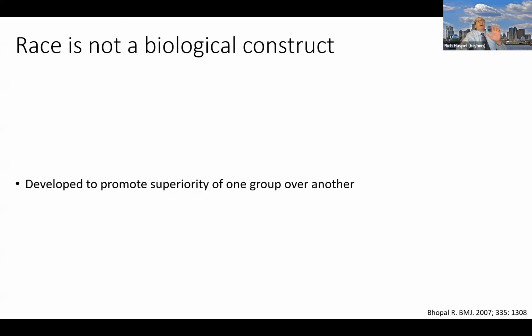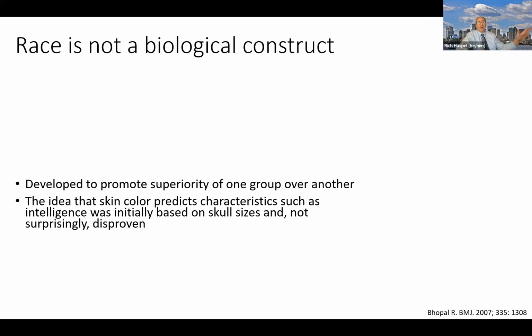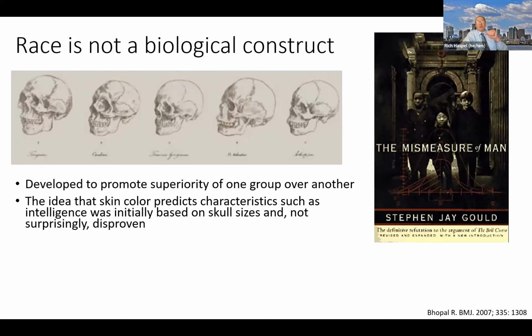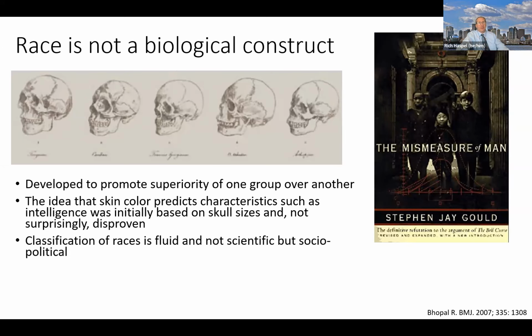And because race is not a biological construct, okay? It was developed to promote superiority of one group over another. Skin color does not predict characteristics such as intelligence. And genetics is a hell of a lot more complicated than looking at someone's skin, okay? Most of our current belief in race is based on skull sizes. Okay, and there's a great book by Stephen Jay Gould who talks about how the race concept came up and these studies that should supposedly show truth. Things like intelligence and race, how they're incredibly biased and poor studies.